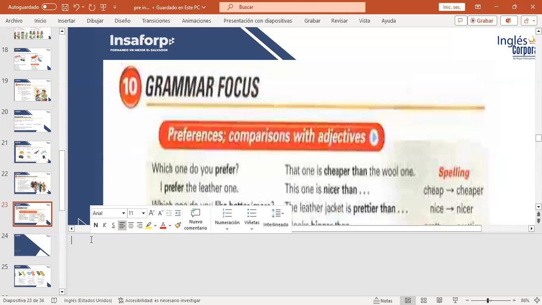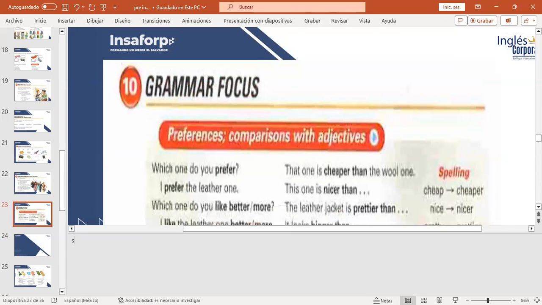We have two kinds of adjectives. We have short adjectives like cheap. Cheap is a short adjective, so the comparative is cheaper. Then we have nice. Nice is a short adjective. The comparative is nicer.